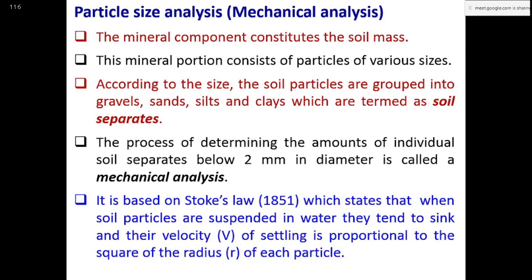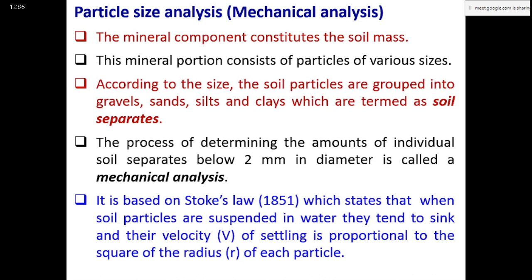Now, what is the particle size analysis? If we want to analyze the soil sample and separate it, the analysis is known as the particle size analysis, or we can say the mechanical analysis. The mineral component constitutes the soil mass. We all know the mineral component is 45%. This mineral portion consists of particles of various sizes. According to the size, the soil particles are grouped into gravel, sand, silt, and clay, which are termed soil separates.